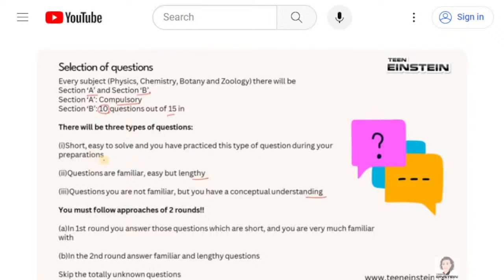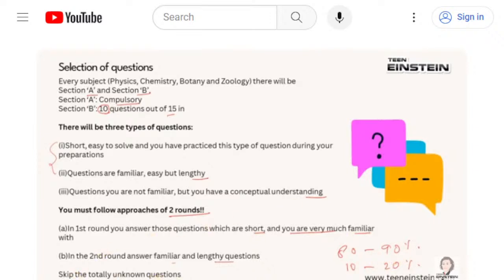So I would suggest you follow an approach of 2 rounds while answering the questions in each subject. In the first round, you should answer those questions which are short, less calculative, very familiar to you, and do those as fast as possible, without making any mistake, so that you at least secure some obvious marks. In the second round, you take those questions which are familiar but lengthy, which you can solve properly. The third type of questions will actually be very few in the paper. See, some 80 to 90% will be these 2 types, and some 10 to 20% will be the third type in the NEET exam, if everything goes according to our assumptions, but obviously this varies according to your preparation as well.